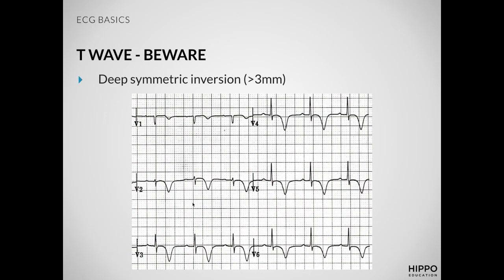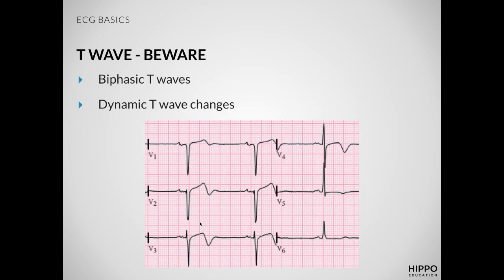Also, especially in the right precordial leads, lead 2 and lead 3, V2 and V3, you want to be concerned if there's deep symmetric T wave inversions greater than 3 millimeters. That's suggestive of a Wellens syndrome. That's going to be left anterior descending coronary artery problems. And similarly, another Wellens morphology is biphasic T waves in V2 and V3, especially when you have a positive to negative deflection of the T wave. That is concerning for ongoing ischemia.